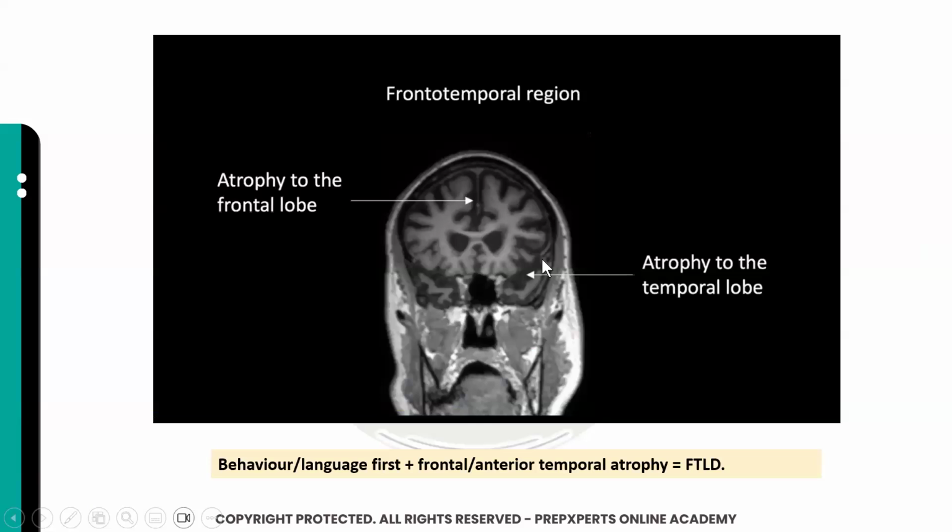This is your case to have a look at. You can see that the frontal lobe is atrophic, and this is a similar picture to knife-edge gyri. Even the gyri can be more thin as compared to this as well. You can see that the gyri are thinned out. This can be further thin as well. And this is your temporal lobe atrophy, and this is your frontal lobe atrophy. Behavior and language first, frontal and anterior temporal atrophy, frontotemporal lobar degeneration.